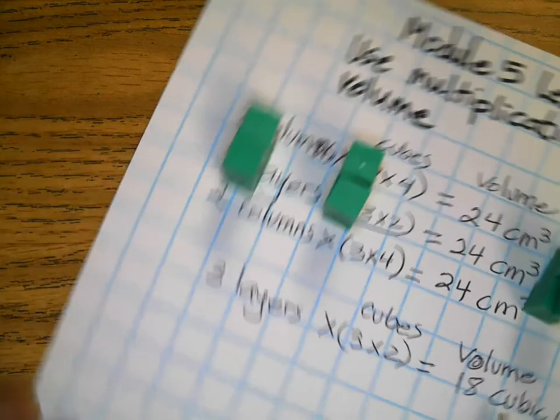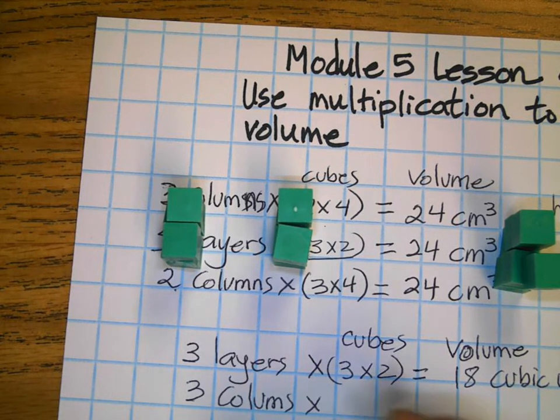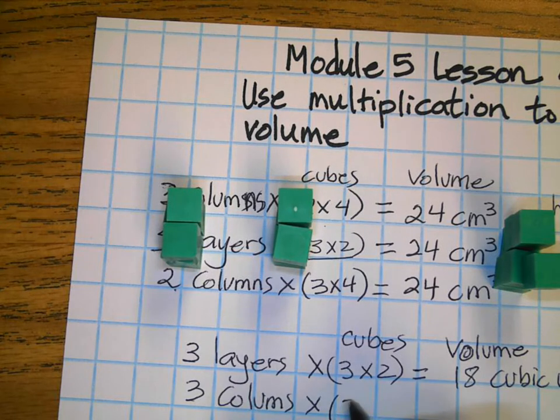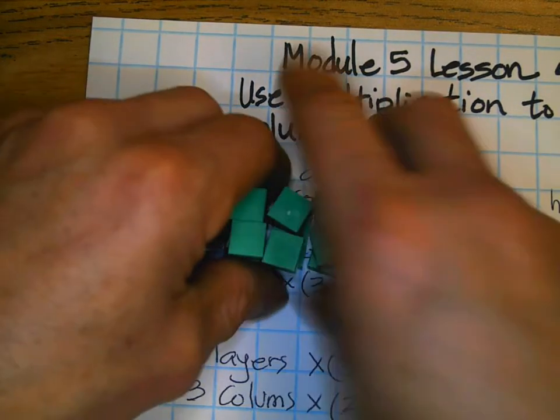So now we're looking at columns. So we have 3 columns times. Each column has 2 times 3. That means 6 cubes in each one. 6 times 3 equals 18 cubic units. Okay, so that's the one. Let's do now our next column.